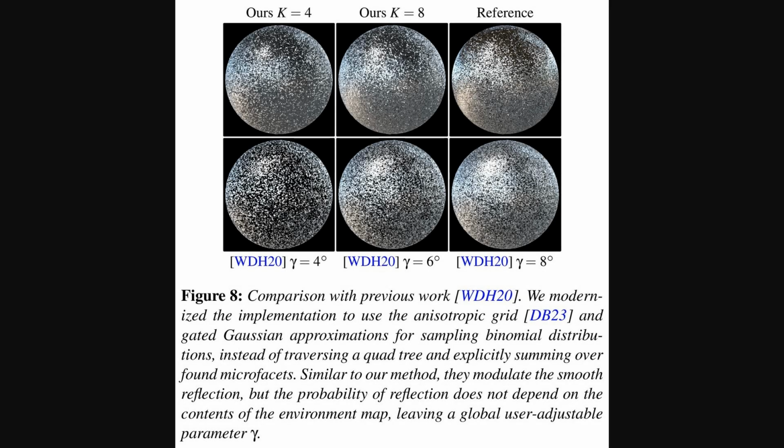Now, it's one thing to compare against a perfect reference, but how does this new technique stack up against previous work? This next figure answers that directly. The top row shows the new method with 4 and 8 light levels next to the reference. The bottom row shows a previous method, which required a manually adjusted parameter called gamma. You can see that the new approach, because it actually analyzes the lighting environment, produces glints that look much more natural and match the reference far more closely.